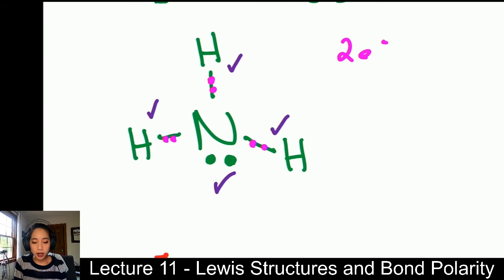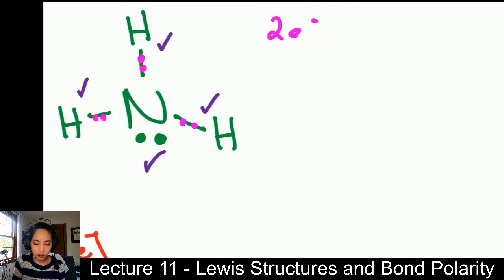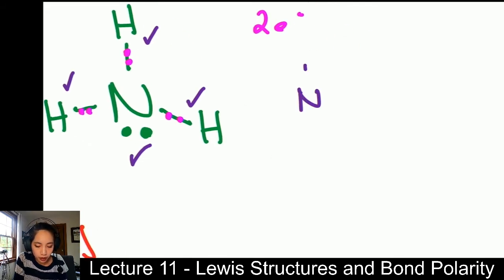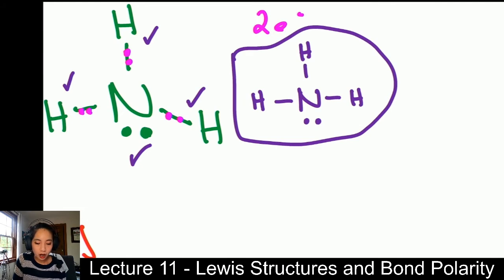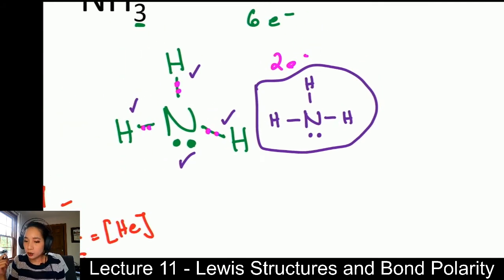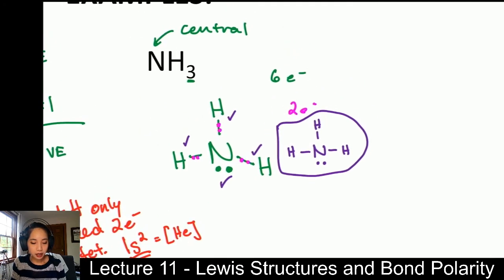So this is what NH3 looks like as its Lewis structure. Let me just clean it up a little bit for you here. So it will look like this, where I put 6 electrons to form the bonds between nitrogen and hydrogen, because there's 3 of them, and then there's a lone pair right there on nitrogen. And we've obeyed the octet rule. We are good. So this is the Lewis structure for NH3.